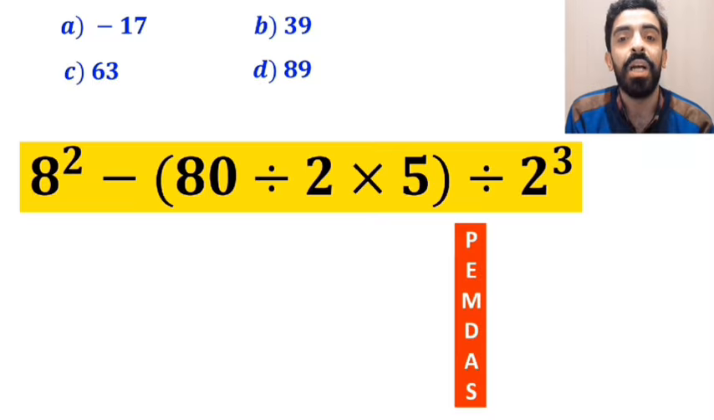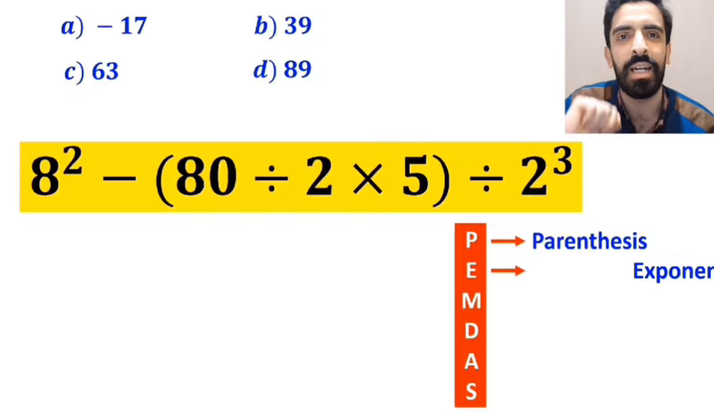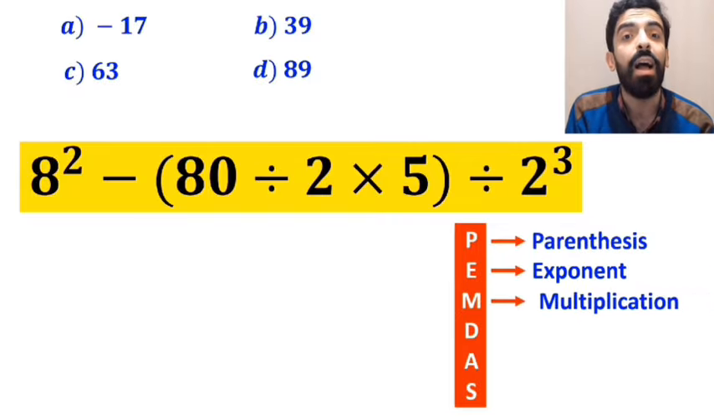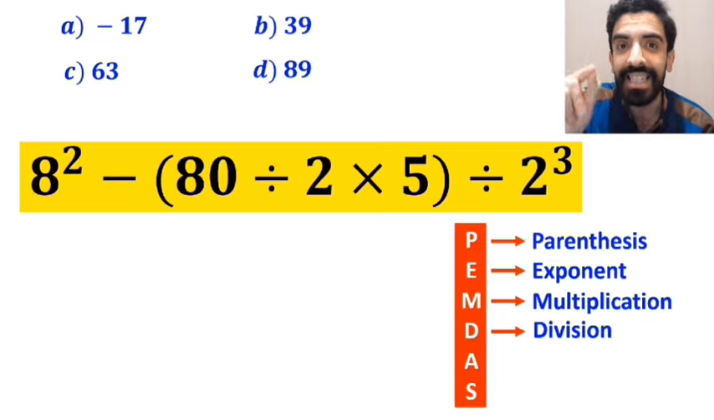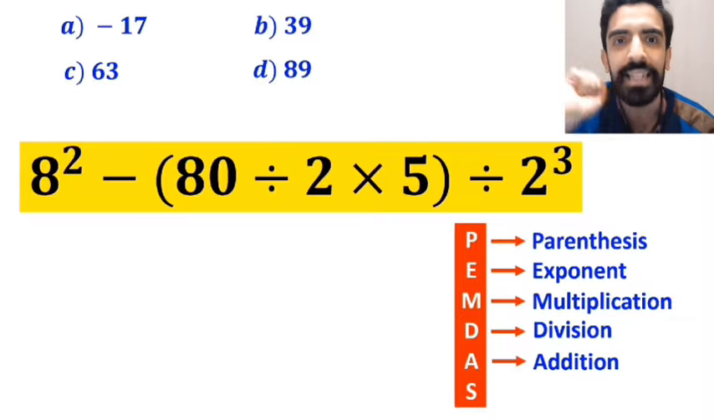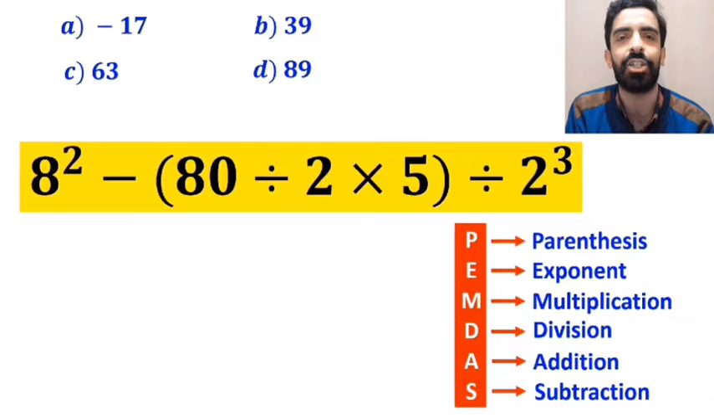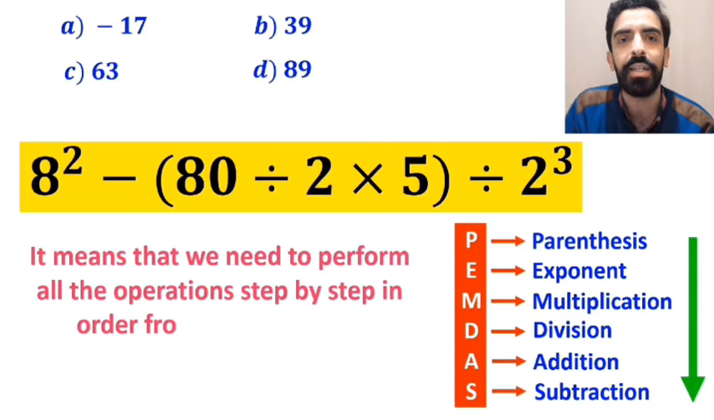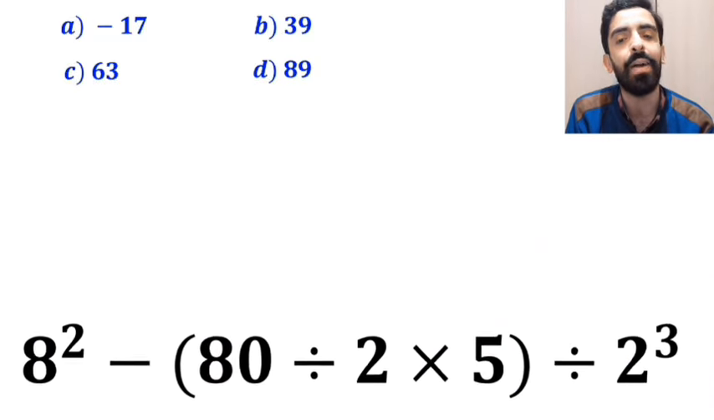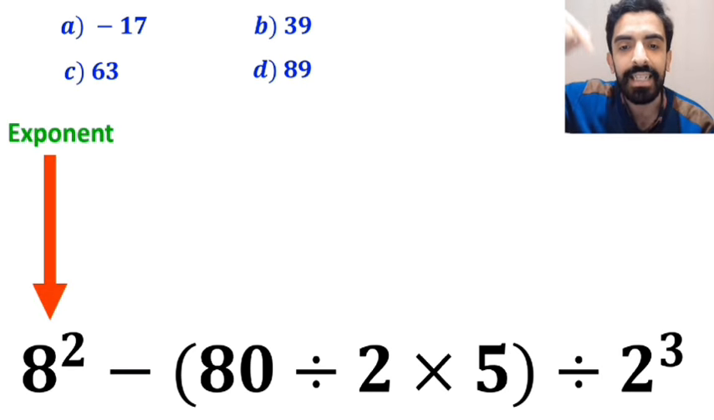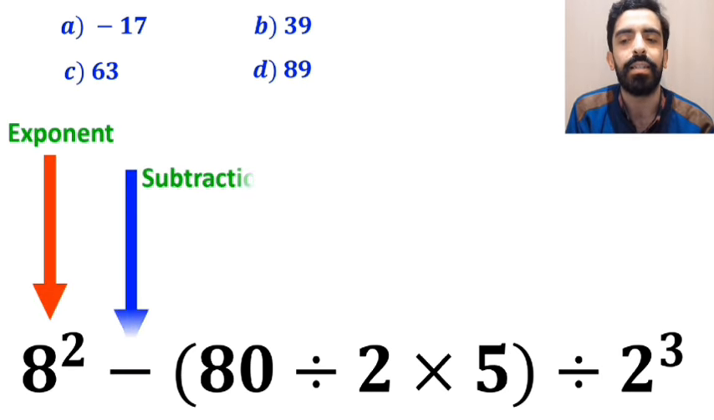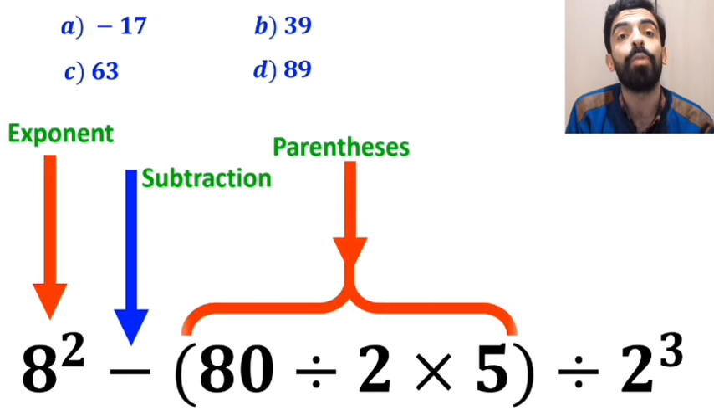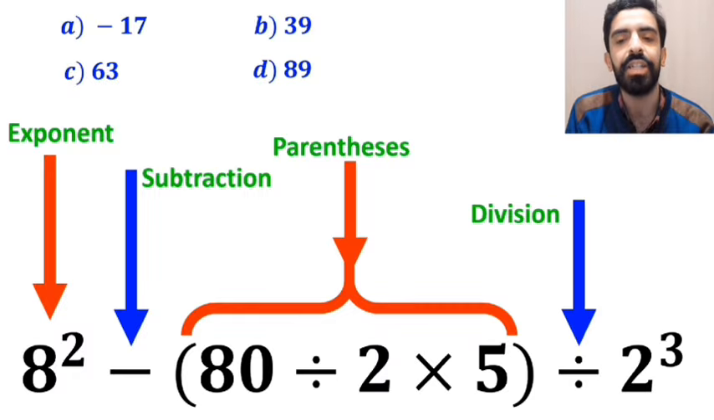To solve this question, we must follow the PEMDAS rule step by step. In this rule, P stands for parentheses, E stands for exponent, M stands for multiplication, D stands for division, A stands for addition, and S stands for subtraction. It means that we need to perform all the operations step by step in order from top to bottom. Alright, as you can see on the screen, in this expression, first we have an exponent, then a subtraction sign, followed by parentheses, then a division sign, and finally another exponent.